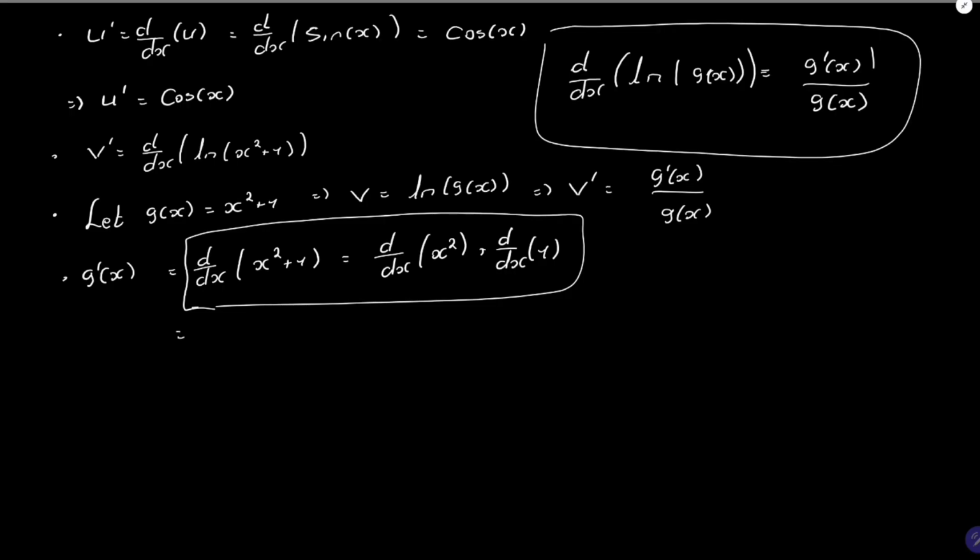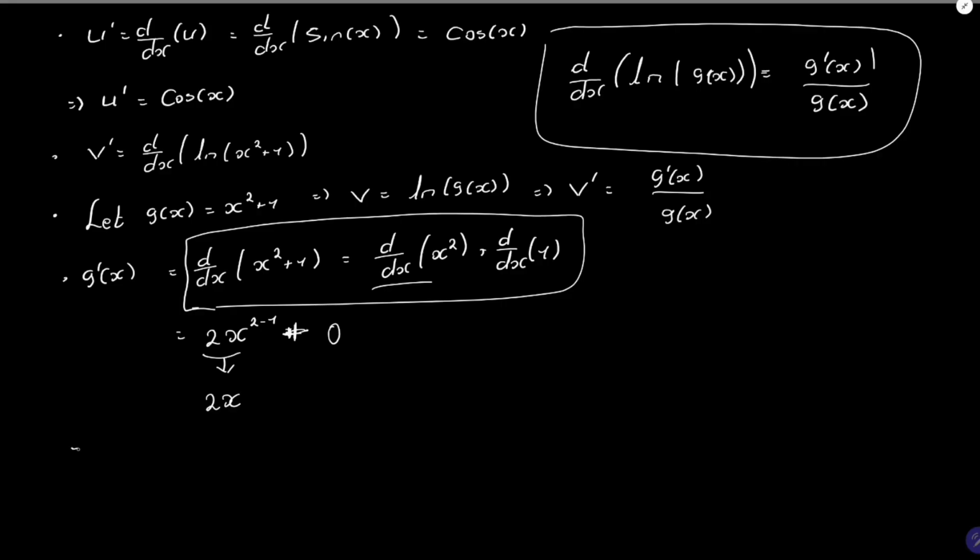Now let's move on to simplifying this. The derivative with respect to x of x squared gives us 2x to the 2 minus 1, leaving us with 0. All this gives us 2x plus, what's the next term? The derivative with respect to x of 1, which gives us 0. And why does this give us 0? Because it was well stated in the constant rule that the derivative of any constant gives us 0. So this implies that g prime of x is the function 2x.